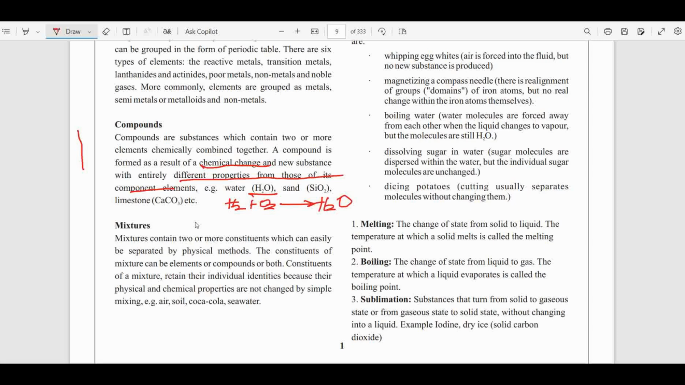So what happens here is that in this reaction, hydrogen as hydrogen in the water is no longer the same as, oh no, I take that again.